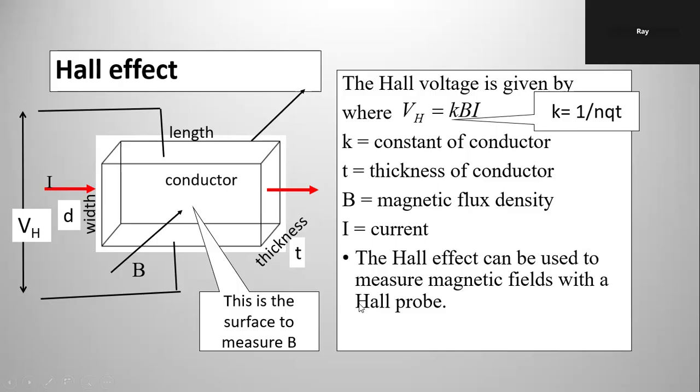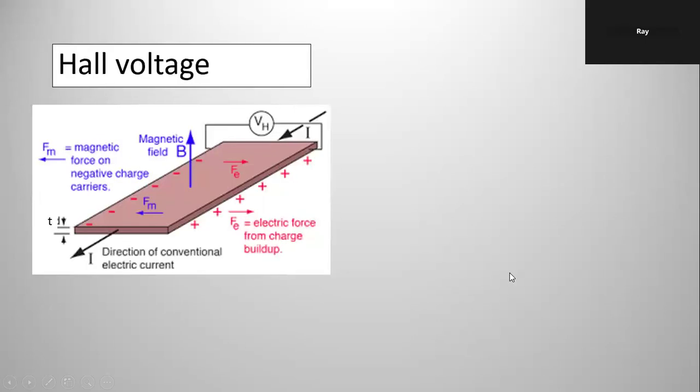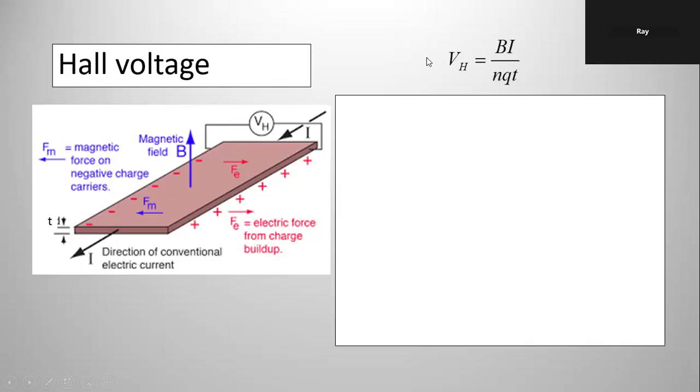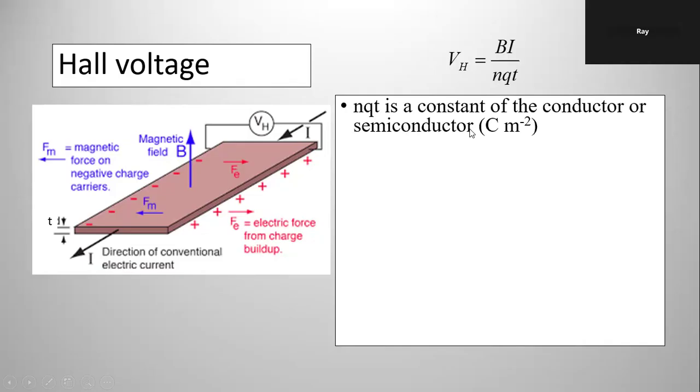The Hall effect can be used to measure magnetic field with a Hall probe. You will see that. That's why this one is thin, the thickness. There's a field, there's a current. Be prepared to see different orientations of the current, the field, and then the Hall voltage is on the side parallel to the current. That's the equation given in the formula sheet.